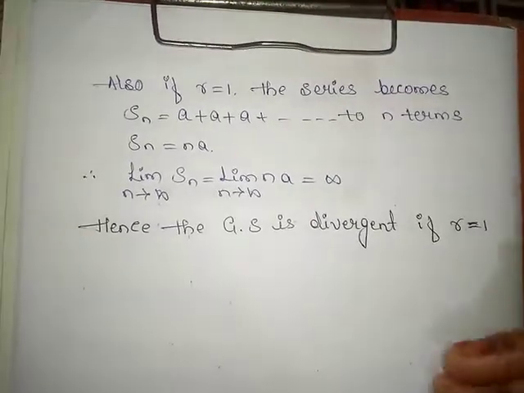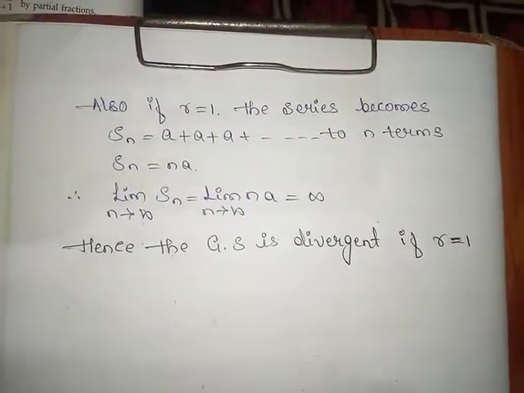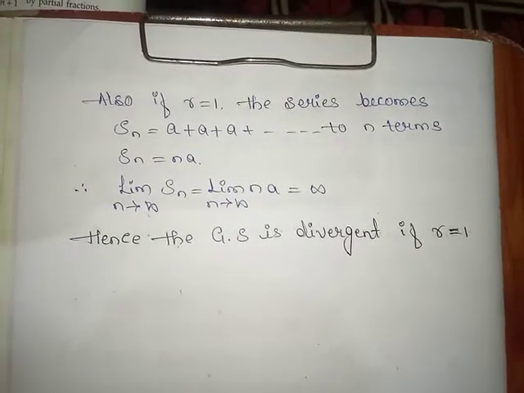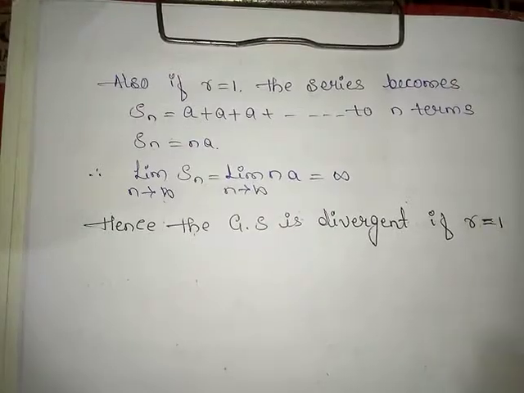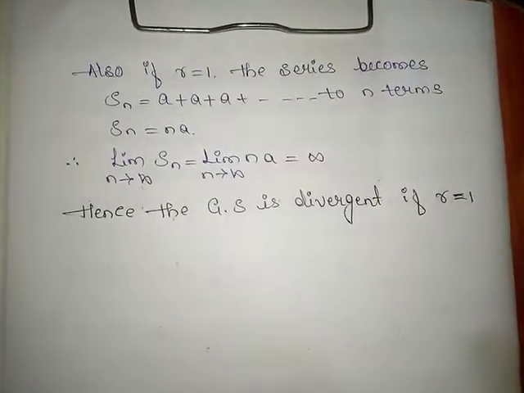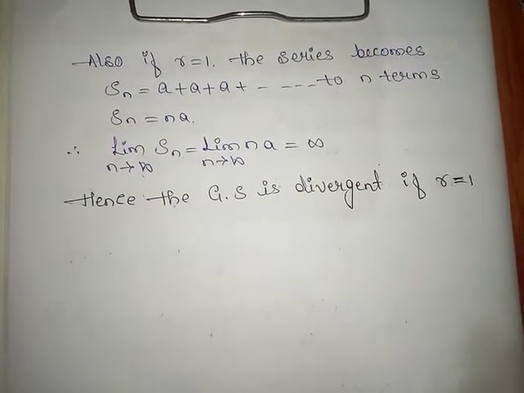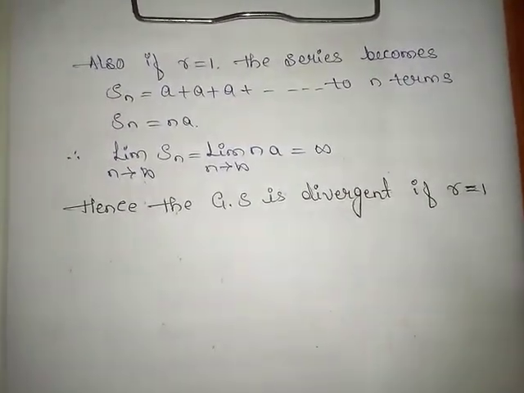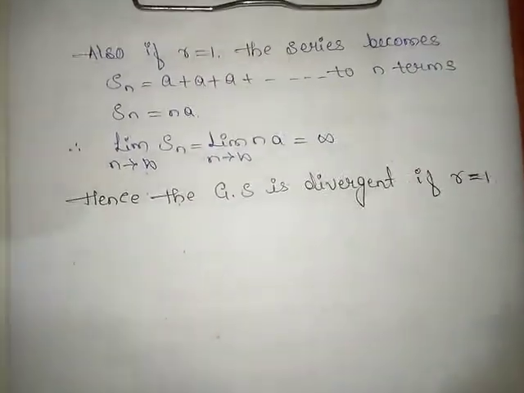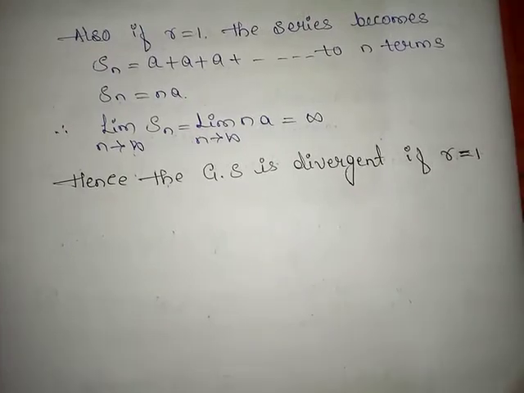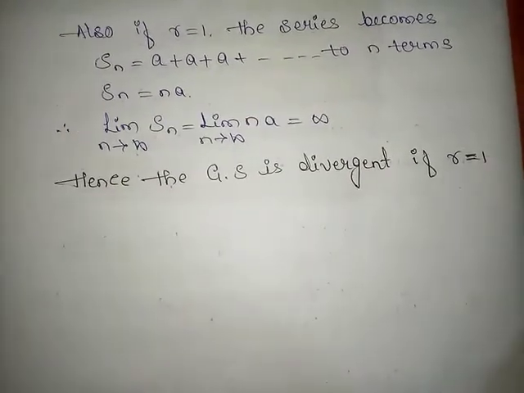For divergence we have two possibilities: when r is greater than 1 and r is equal to 1, the geometric series will be divergent, and if mod r is less than 1, then the geometric series is convergent. You have to remember this result. The geometric series is convergent when mod r is less than 1, and divergent when r is greater than 1 and r is equal to 1.